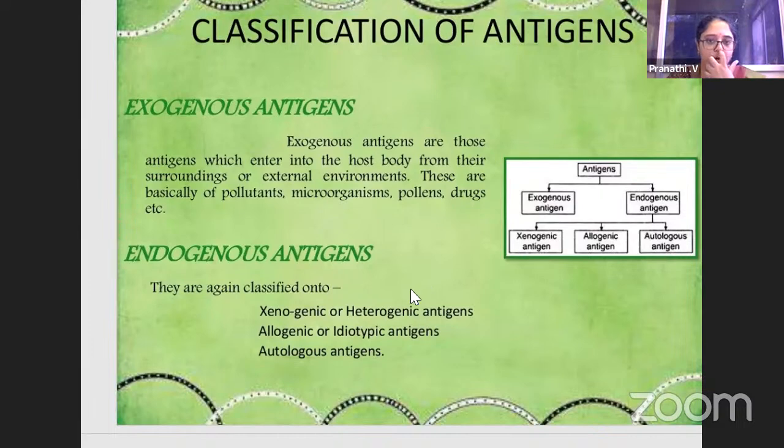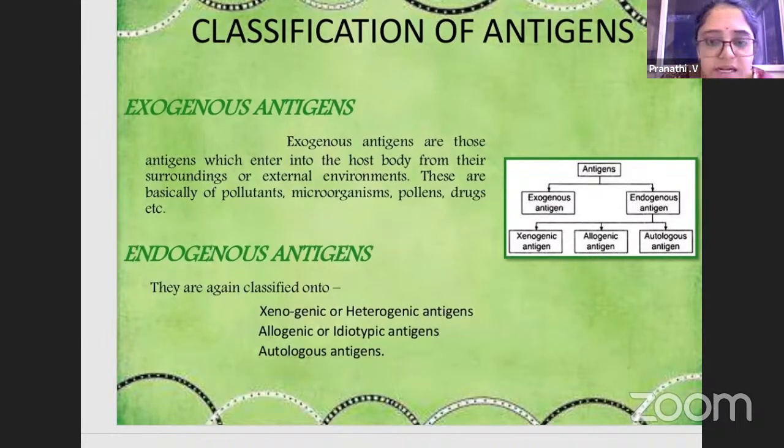So, what does it exactly mean? Exogenous antigens enter the host from the surroundings or external environment. So, your drugs, your pollen grains, your peanut. Some people have peanut allergy, and some people are allergic to brinjal. When they consume brinjal, they start getting an allergy. So, they're all exogenous antigens.